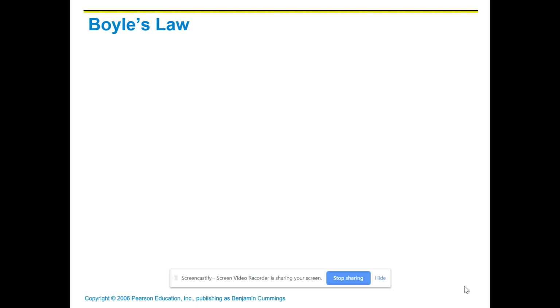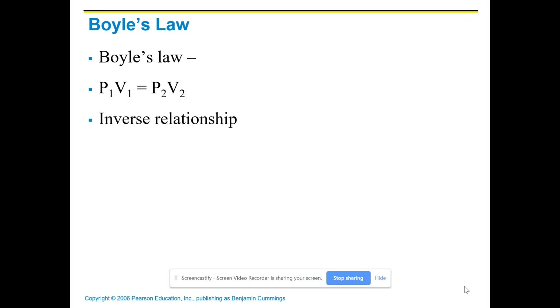Let's look at another law. This one's called Boyle's law. What Boyle's law says is that pressure and volume in a container are related to each other. And they're related inversely. What that means is that if one goes up, the other one must go down. If the other one goes down, the other one must go up. So if I vary one of these, the other one varies automatically.